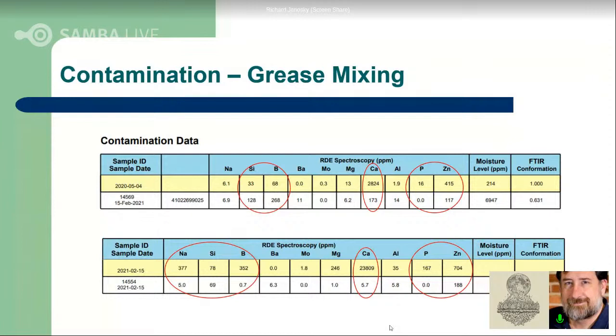Yes, it can set you up for mixing problems, but that facility may not even be using the grease that someone has specified for that machine. It may be a grease that's inappropriate altogether.